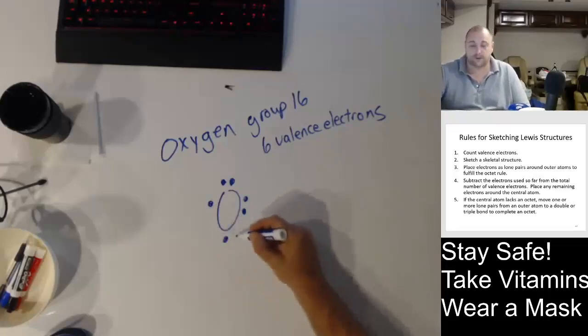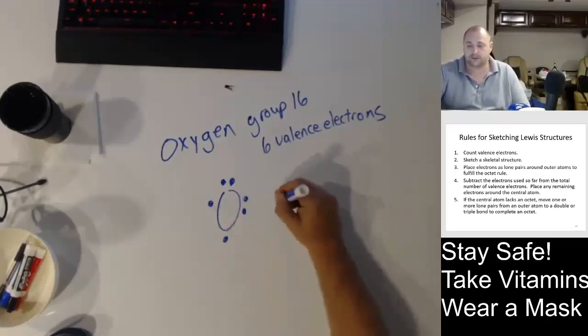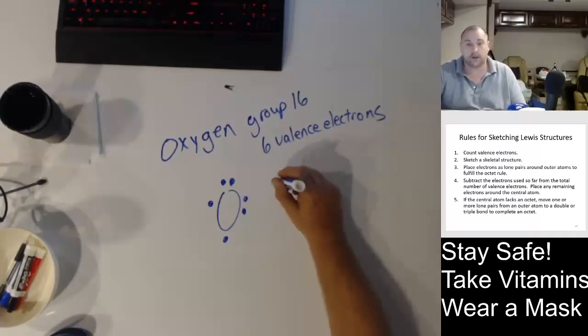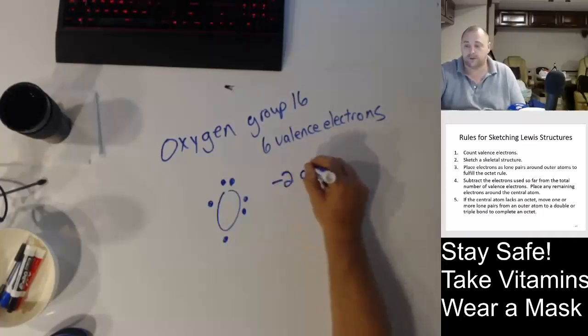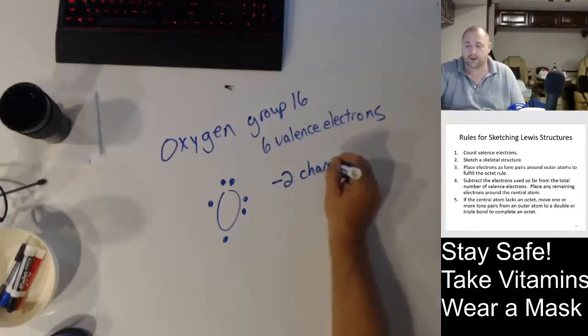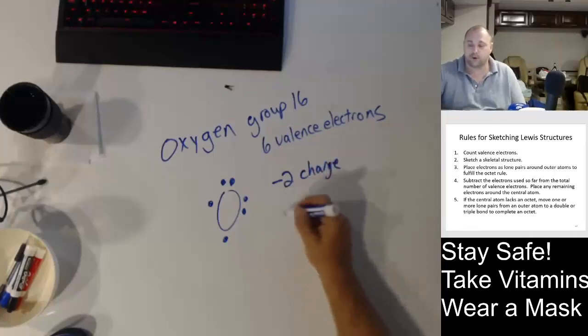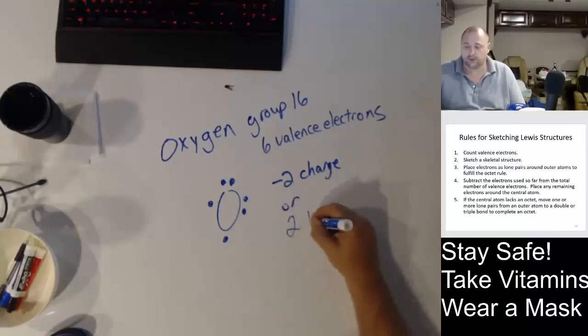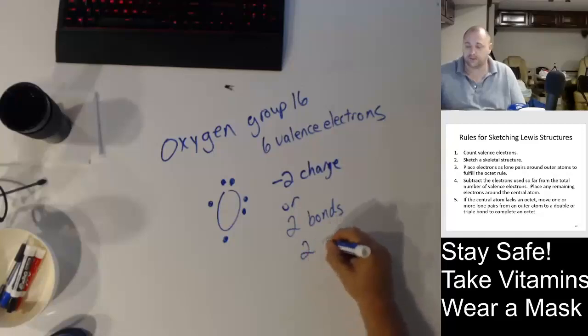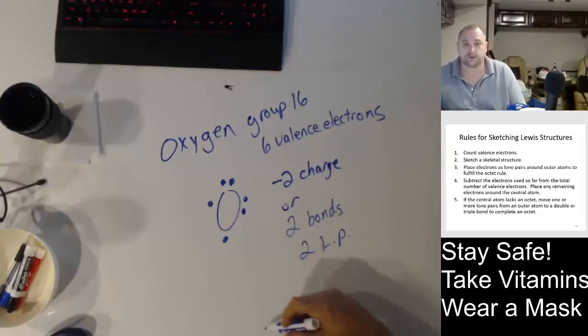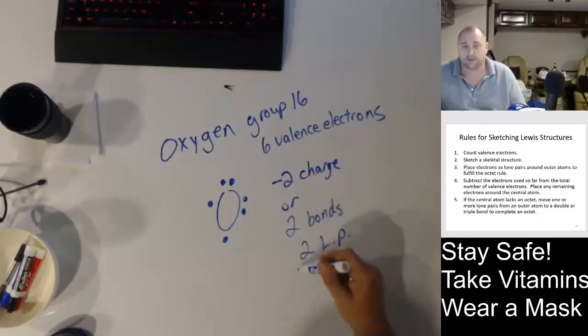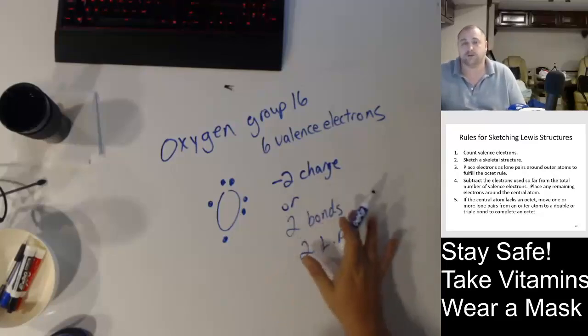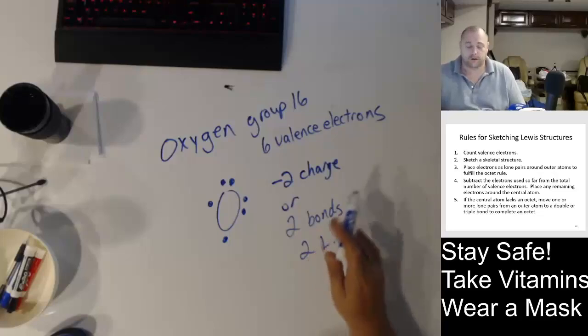We've got an empty one here, an empty one there. It's going to make a -2 charge if it was ionic, or it's going to make 2 bonds if it's covalent, and it has 2 lone pairs. 2 lone pairs. So we use this kind of stuff all the time.